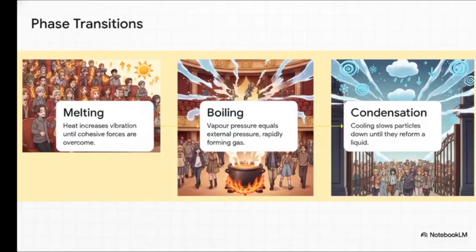Step 2 is boiling. If you keep heating that liquid, the energy increases so much that the particles overcome almost all attractive forces. When the liquid's vapor pressure finally equals the external atmospheric pressure, it boils. Our audience basically bursts out of the theater doors, running freely in all directions.